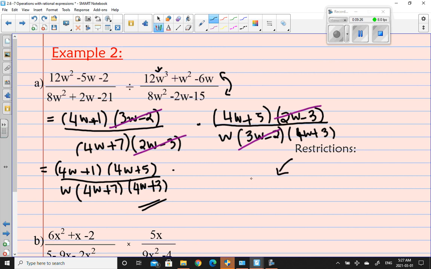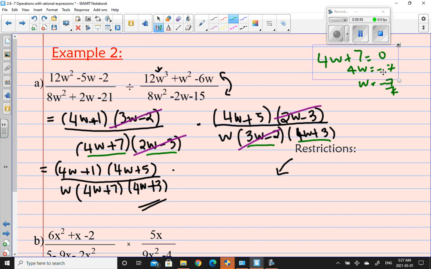So the restrictions are that, to find the restrictions, you're going to look at all the denominators, right? So this cannot be 0, this cannot be 0, this cannot be 0, and this cannot be 0. So each of them has to be equated to 0. For example, if you do 4w plus 7 equals 0, 4w equals negative 7, which means w equals negative 7 over 4. So that cannot happen. So the restrictions will be that w cannot equal negative 7 over 4, right?